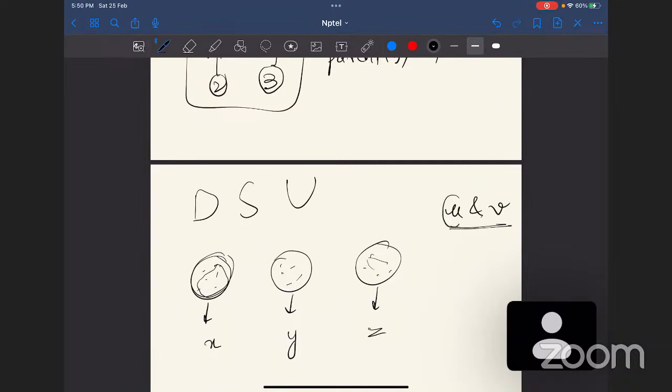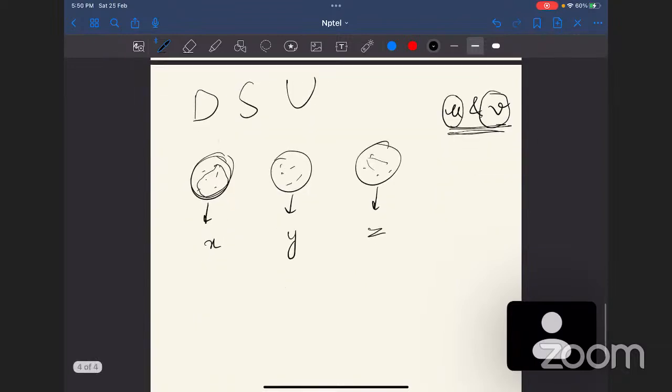Now if we want to see whether u and v belong to the same set or not, then we calculate the parent of u and we calculate the parent of v. If both the parents are same, then we know that both the vertices belong to the same set. If the parents are different, then we know that the sets to which they belong are different and we need to perform a union operation. Okay. So how do we perform a union operation? We have the parent of u, we have the parent of v, they both are different, and that is why we know that the sets to which u and v belong are different. So we need to perform a union operation.